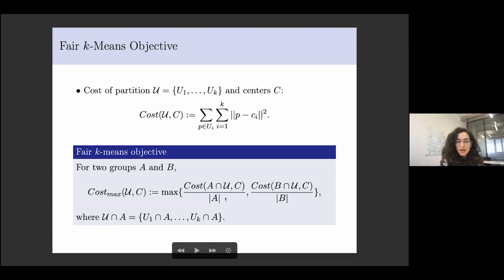Then here, you're given a partition U, and C is the set of centers, right? So you are calculating the cost of the clustering induced on demographic group A with respect to center C on average. And similarly, you are calculating the cost of clustering induced on demographic group B with respect to center C on average. So I want to look at the maximum of this average clustering cost for these demographic groups. And the optimal solution for the fair k-means objective is looking for the clustering and the centers that give you the minimum maximum average cost.